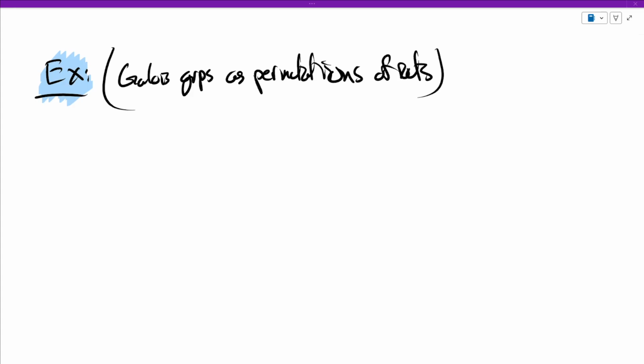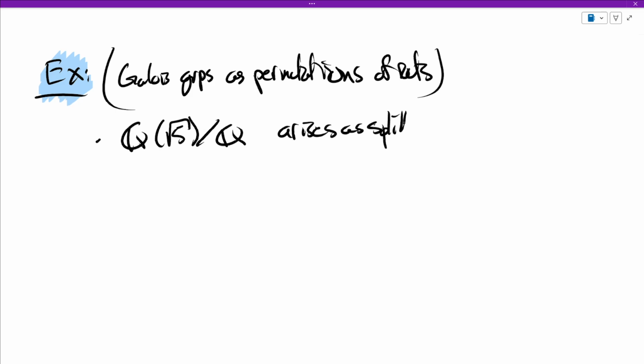All right, so we're going to take a slight aside in the book and talk about the Galois groups as permutation of the roots, something we saw in chapter 8, but I just want to quickly remind you. So in the situation of the quadratic extensions that we have, this arises as a splitting field in a lot of different ways, but one of the ways it arises as a splitting field is of the polynomial t squared minus 5.